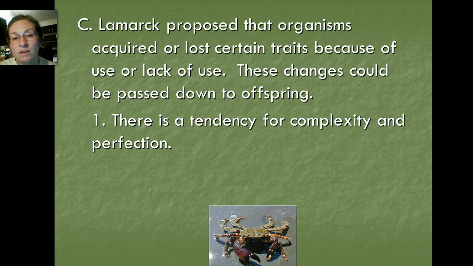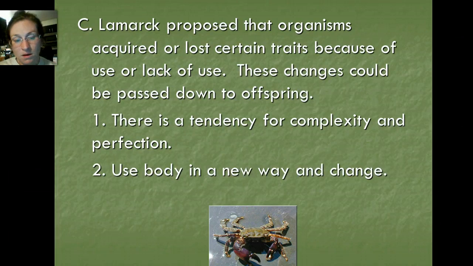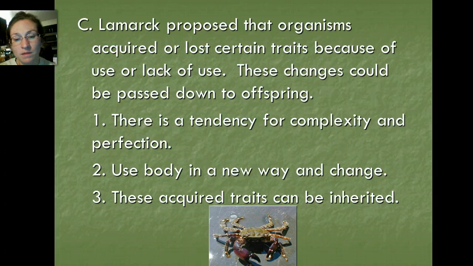Now, there's also a scientist named Lamarck. He proposed that organisms acquired or lost certain traits because of their use or lack of use. These changes could be passed down to the offspring. He believed there was a tendency for complexity and perfection, that if you use the body in a new way, it would change, and that these acquired traits can be inherited. So one of his pieces of evidence he tried to use was a crab like this one, saying that if they use this claw more often, that it would get bigger, as shown here.